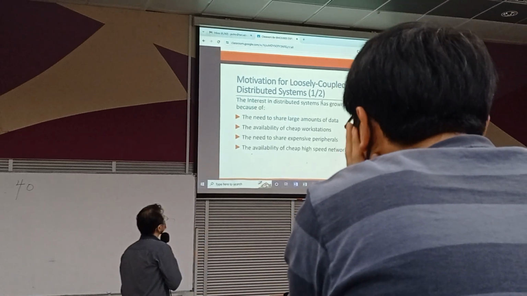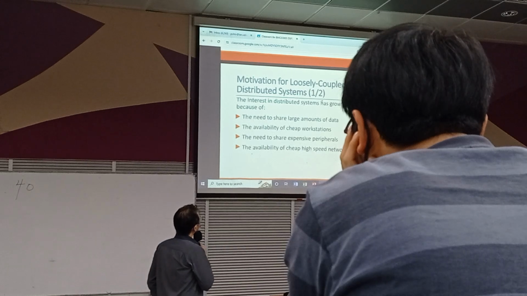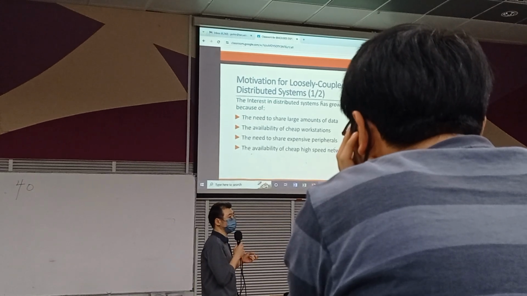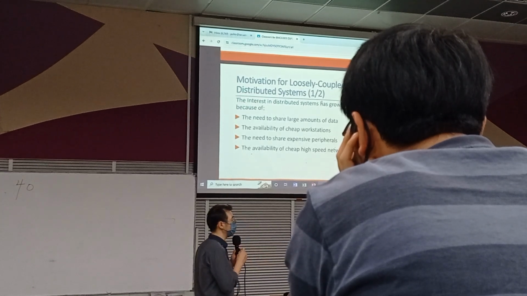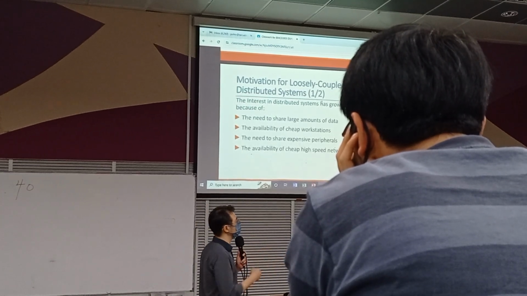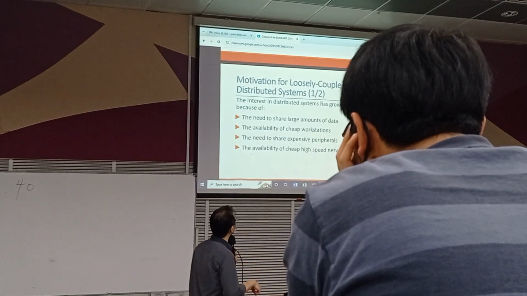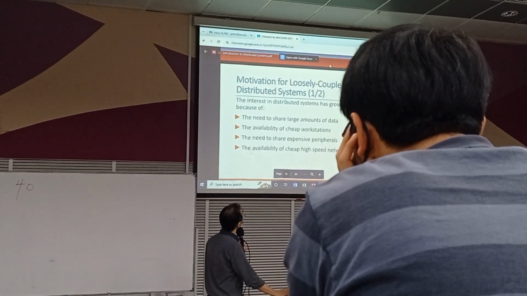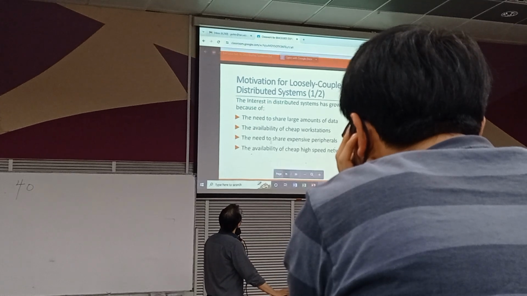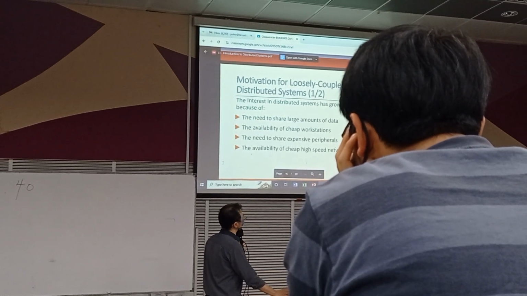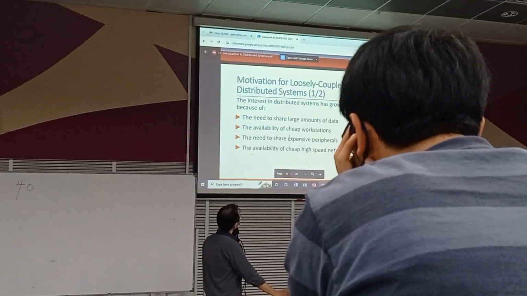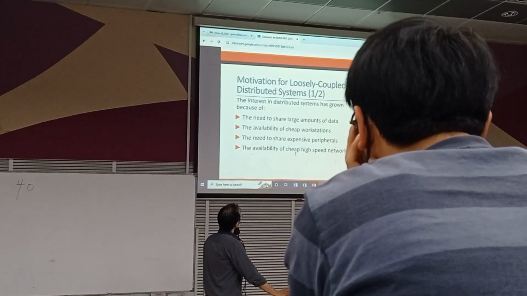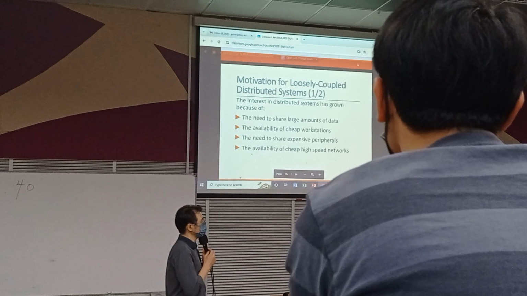So what is the motivation for a loosely coupled distributed system? The motivation is that you can share a large amount of data without needing to buy only one hard disk which is extremely large. You can buy multiple computers, which come with their own hard disks, and then you can share this hard disk space, or the storage space. Another motivation is what we have mentioned: you can buy cheap workstations or computers off the shelf, maybe second hand. You can buy cheaply. And also you can share the expensive peripherals.